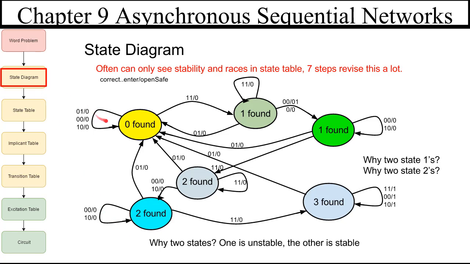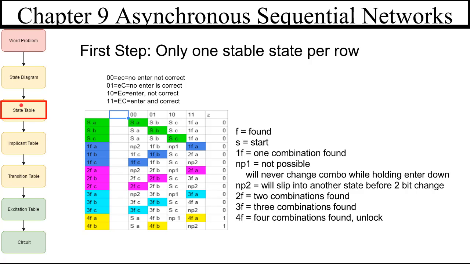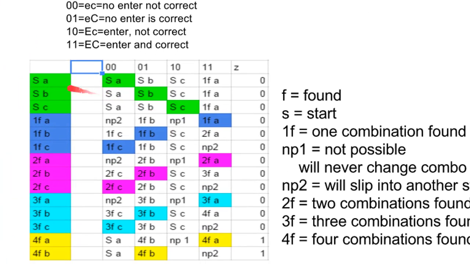Now the state diagram that actually ends up being built in this problem looks like this. And our goal is really not to start at this stage and try to figure out why this is what worked. Let's just go straight to the state table. And our goal is to make one stable state per row. So let's just zoom in here and look at this nomenclature. S stands for start. 1F means one combination's been found, 2 combinations have been found, 3 combinations have been found, and then this is where the safe opens up.